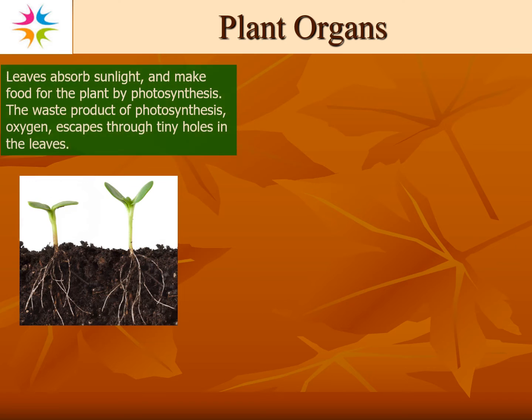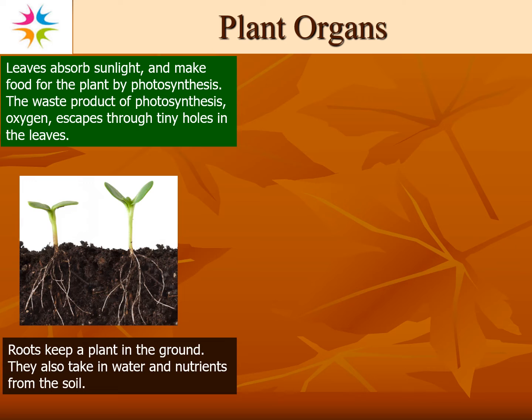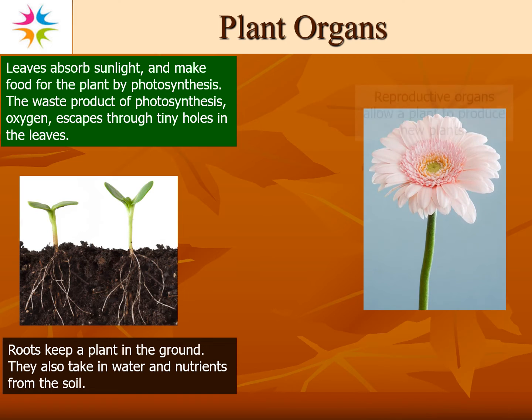The plant organs, for example, leaves, they absorb sunlight and make food for the plant by photosynthesis. The waste product of photosynthesis, oxygen, escapes through tiny holes in the leaves. And obviously it's oxygen that we need to breathe in. Roots keep a plant in the ground. They also take water in and nutrients from the soil.